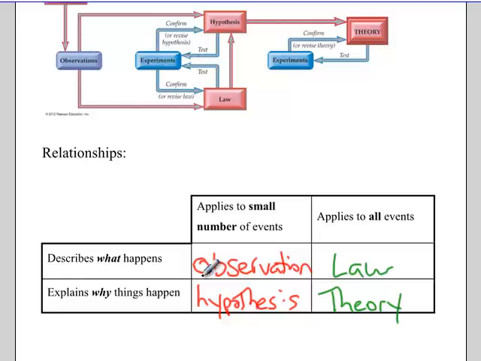Chapter 1 is a short little chapter, not any problems really in chapter 1. So we'll get into the main part of the actual chemistry in chapter 2.